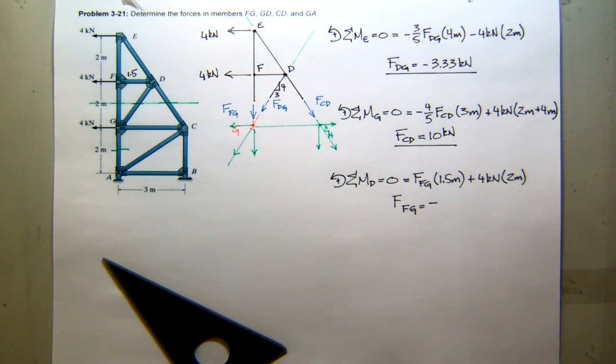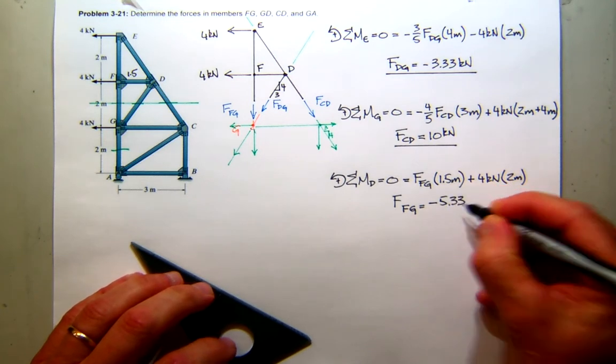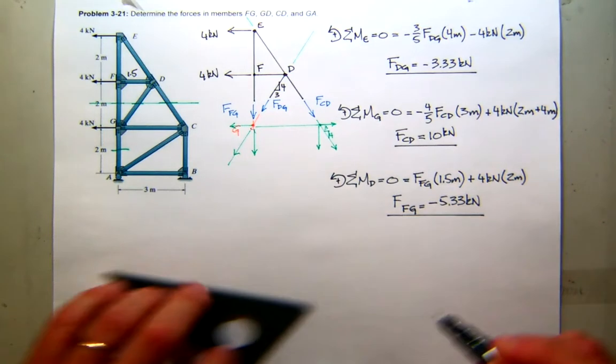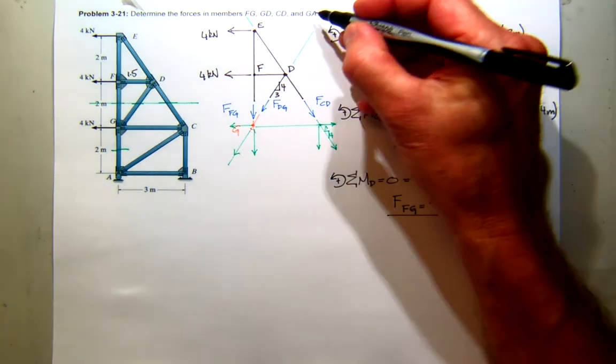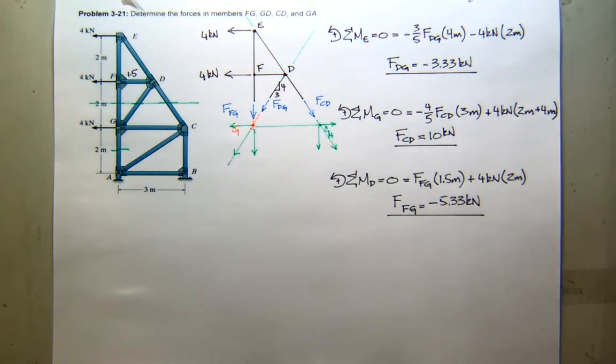Anybody know what that is? 5.33. Cool. Now what? Yeah. It's this guy right here that's messing with me. What do I do about GA? Oh, no. I don't know. What do you do? Well, let me ask you this.